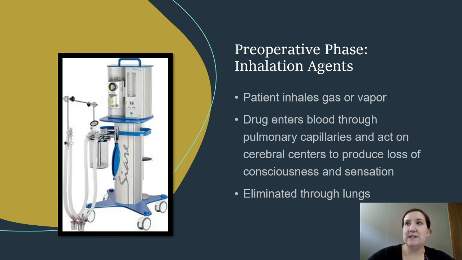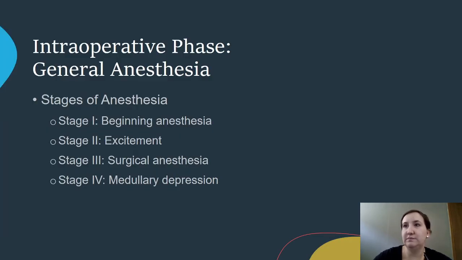So again, the whole idea here when we're talking about medications and providing that amnesic experience, these patients are going to inhale a gas or a vapor as well as having some IV access. During inhalation, it's most commonly given nitrous oxide along with O2. During inhalation, the drug enters the blood through the pulmonary capillaries, acts on the cerebral centers to provide loss of consciousness and sedation, and then it's breathed off and eliminated through the lungs. So, general anesthesia.